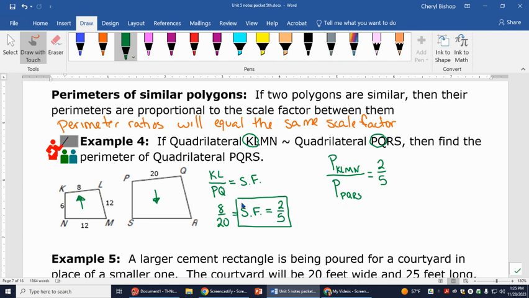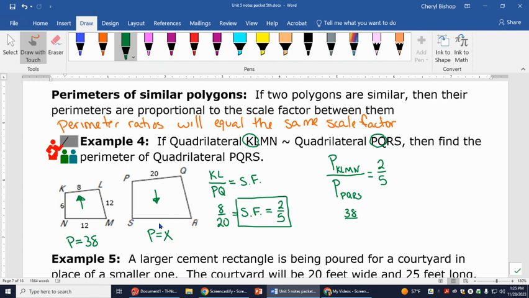Okay? Well, I know all 4 sides of this one. I can add 12 plus 12 is 24, plus 6 is 30, plus 8 is 38. So the perimeter of this one is 38. The perimeter of this one, that's what I'm trying to find. So the perimeter of KLMN, this one, is 38.